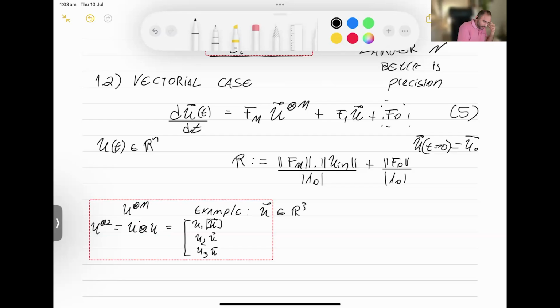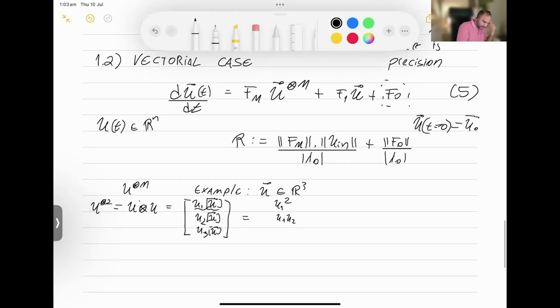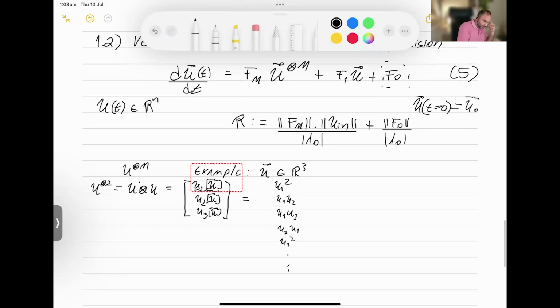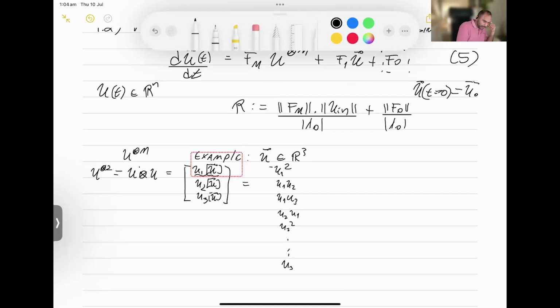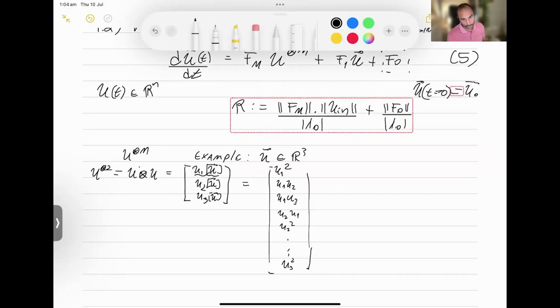So this is actually a vector. It increases the dimension of U, the Kronecker product. So then we have U1 squared, U1 U2, that's coming from the first component here, then U1 U3, and then we have U2 U1, U2 squared, and so on, until finally U3 squared. So that's how the Kronecker product works.